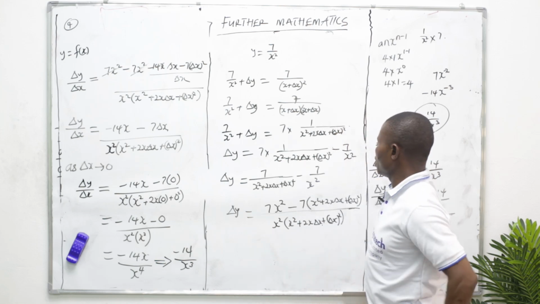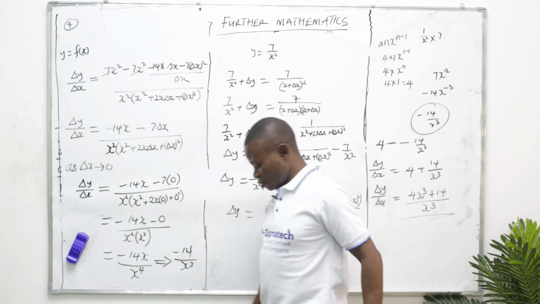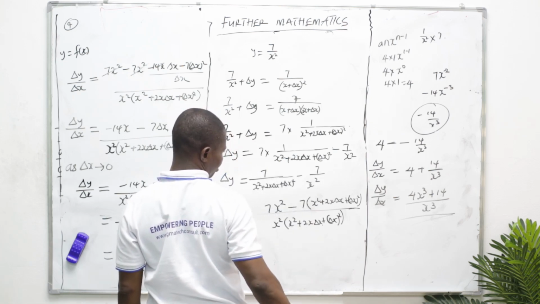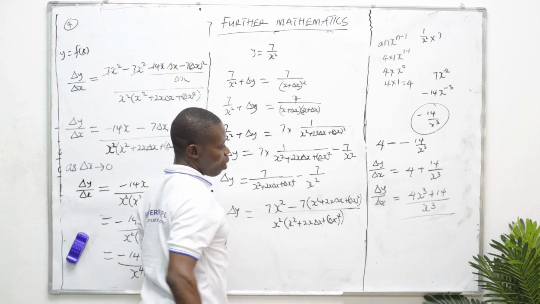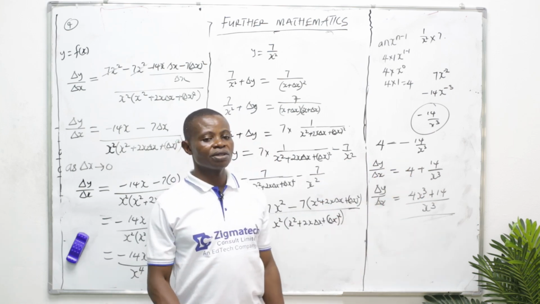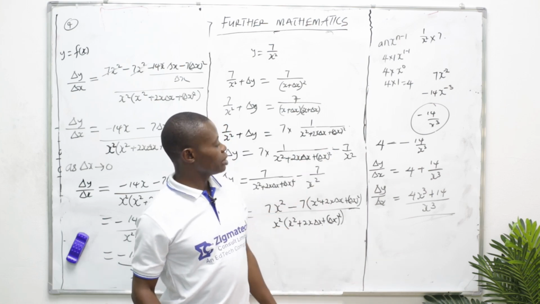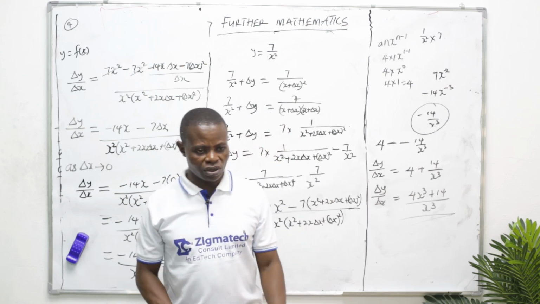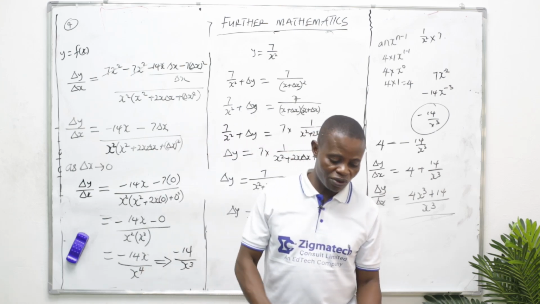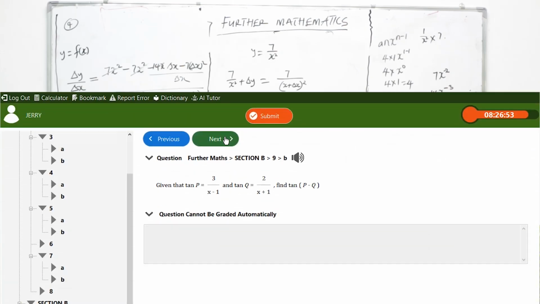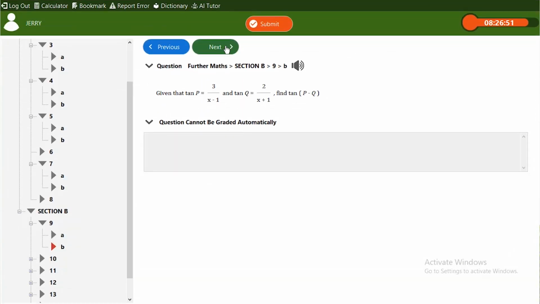So we are done with it. 4s minus 7 over s squared equals to what? 4s cubed plus 14 all over s cubed, or 4 plus 14 over s cubed. That is the solution. It's quite a long one, but don't bother so much. Just try to understand how to solve it, because you cannot avoid further maths by being long.